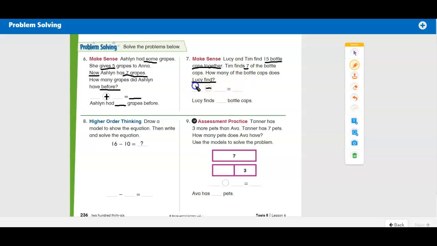So take our total number, the 15 bottle caps that they found, subtract the number that Tim found, and write your answer in the blanks. So 15 bottle caps minus 7 bottle caps equals what number? Write your answer in the blanks.